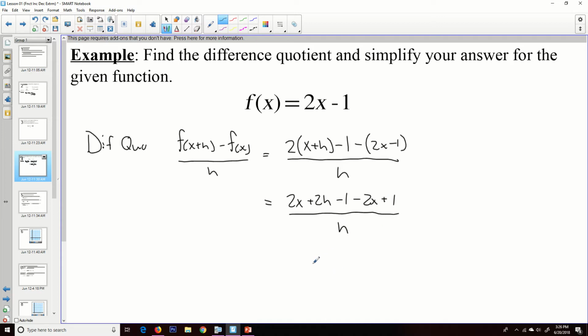And so then we want to collect our like terms. So I've got a positive 2x right here. I've got a negative 2x right there. Those two cancel out. I've got a negative 1 right there. It cancels out with positive 1 right there. And all we are left with is 2h over h. And if you remember reducing our rational expressions from Algebra 2 last year, we can cancel out those h's, and we will be left with, as our final answer, just 2. So the simplified difference quotient of the function 2x minus 1 is just 2.